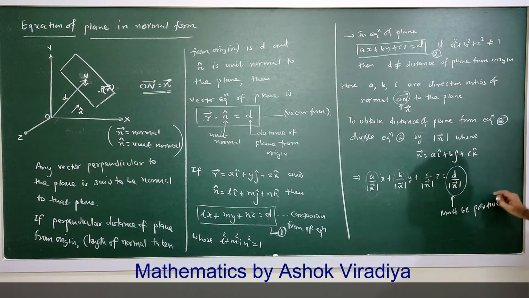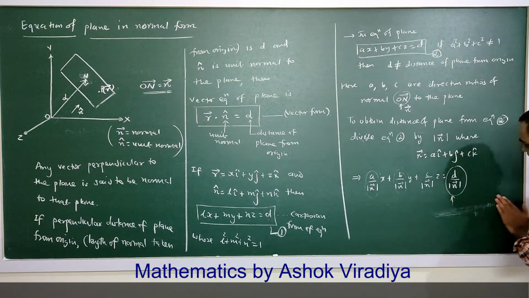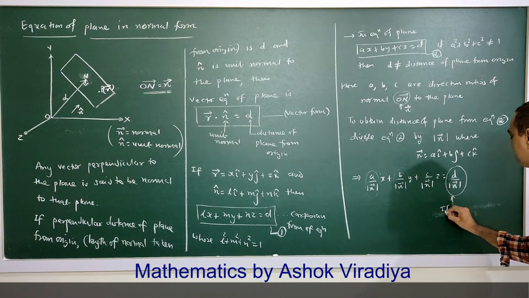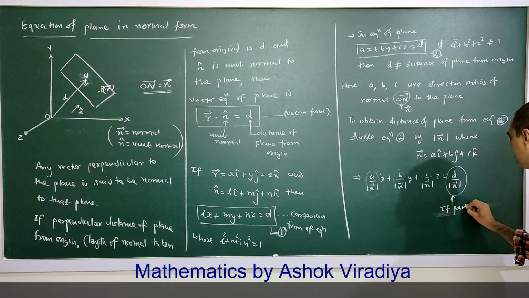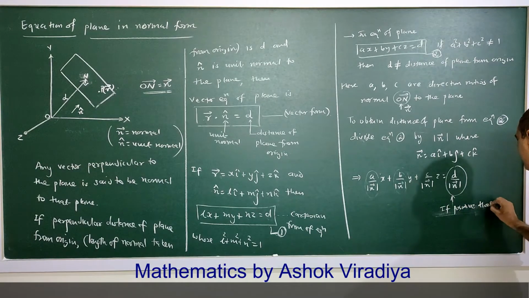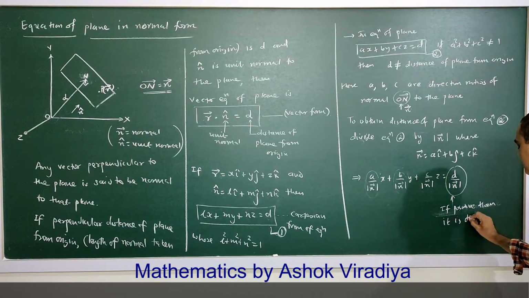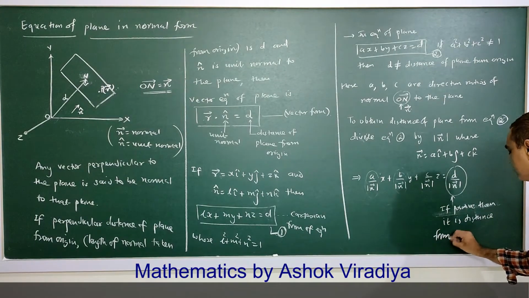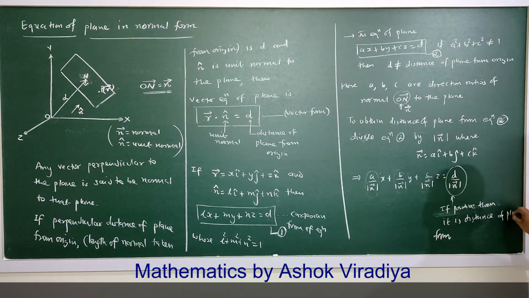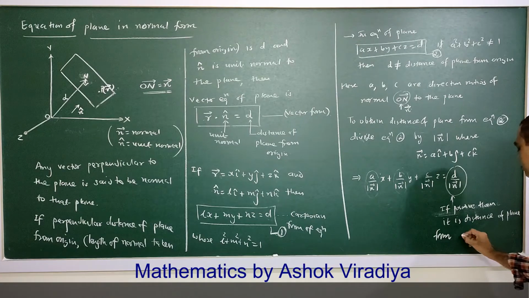So whenever any equation is given in this form, this is the procedure to obtain the distance of the plane from the origin. If it is positive, then it is the distance of the plane from the origin.